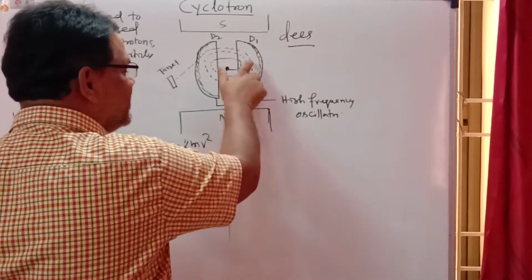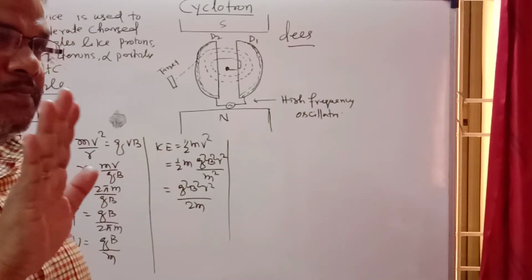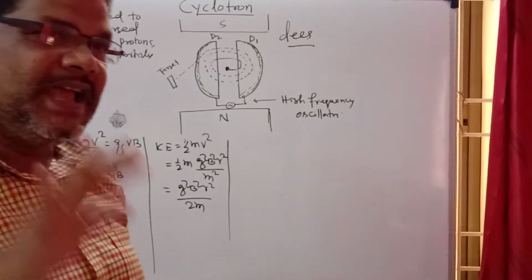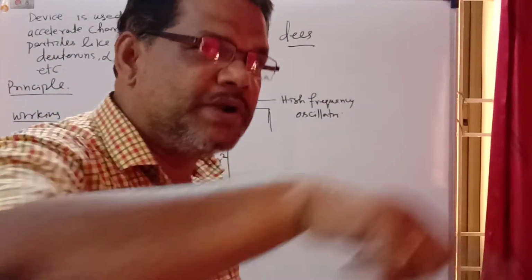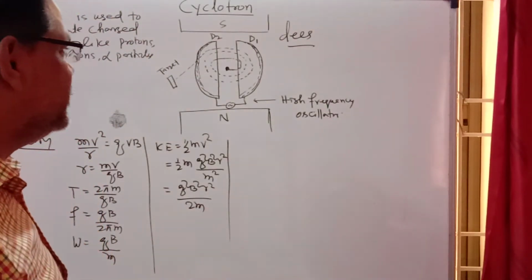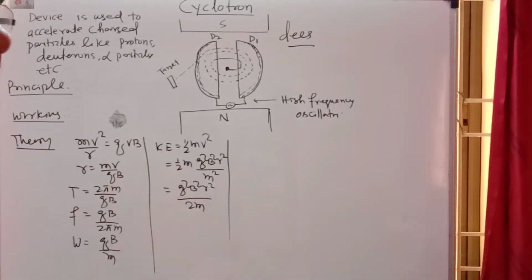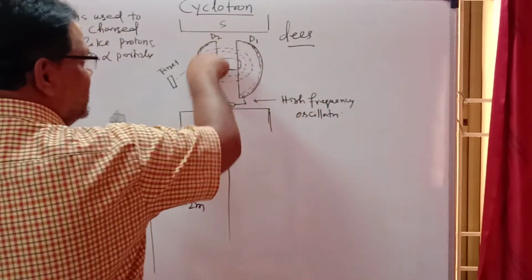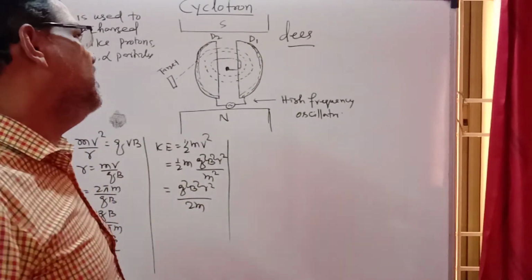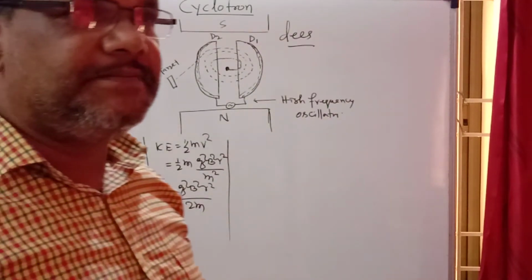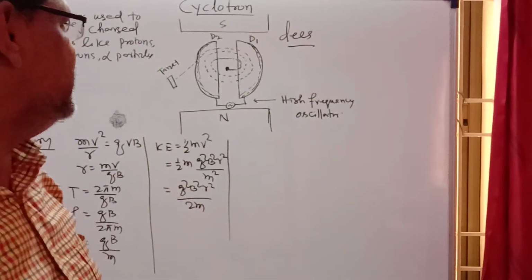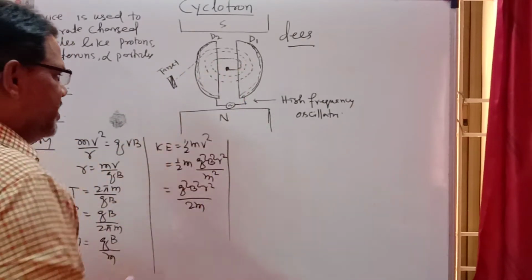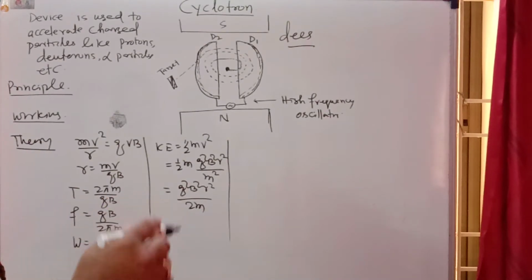In this manner, the charged particle is pushed into the D1 and D2 Ds by the help of the electric field, and by the help of the magnetic field, the charged particle is rotated in a semicircle and again comes to the gap. In this manner, the charged particle gains more and more kinetic energy and moves in a circular path inside the cyclotron. Whenever we feel that the charged particle has acquired sufficient energy, we can take it out through the window and hit any target, to get nuclear reactions, different types of reactions.